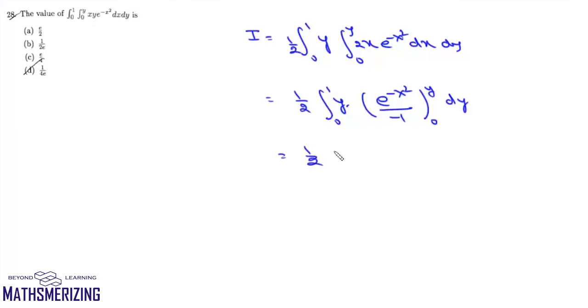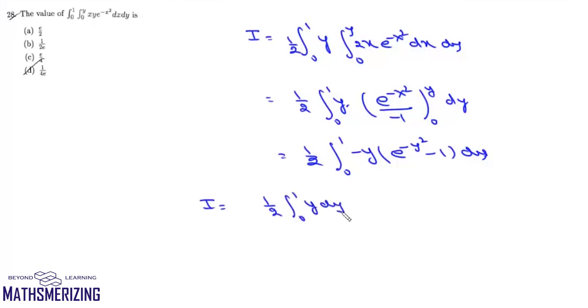So we can write this as 1 by 2, from 0 to 1, and this is minus y, it will be e to the power minus y square, and then minus 1, dy. So this integral will be 1 upon 2, from 0 to 1, y dy, and then minus 1 upon 2, from 0 to 1, y into e to the power minus y square dy. So we'll multiply by 2 and then divide by 2.